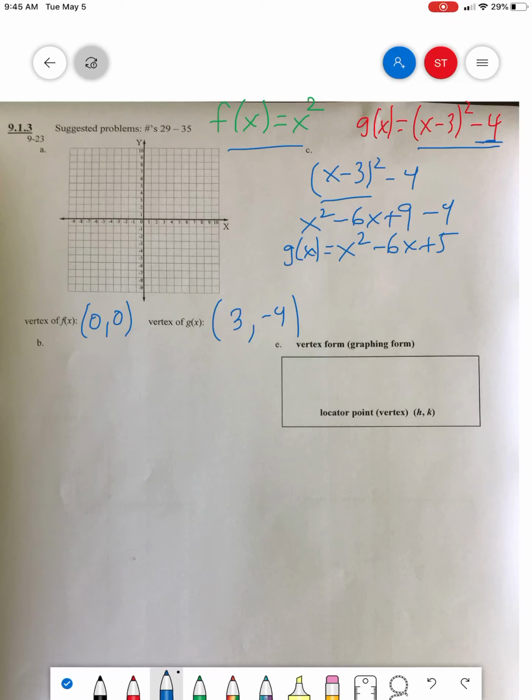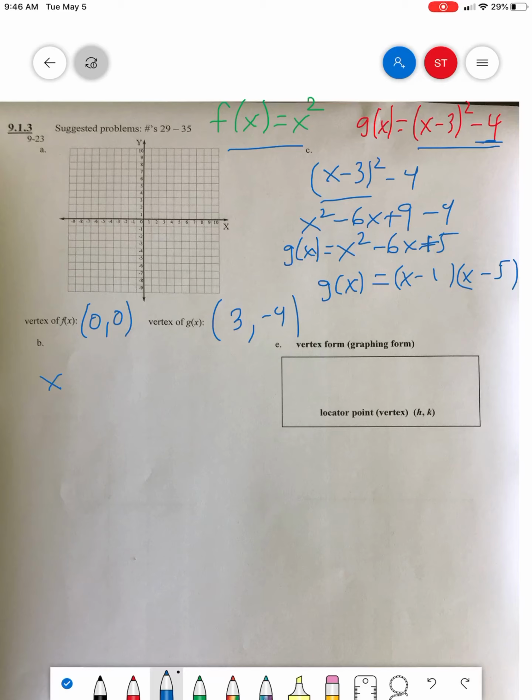So that is g of x equals that in standard form. How do we do it in factored form? Well, g of x is equal to, let's go ahead and factor this, x minus 1 times x minus 5, because minus minus gives you this plus right there, 1 and 5, and that is factored form.